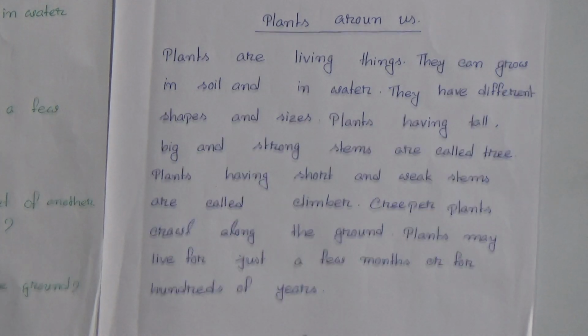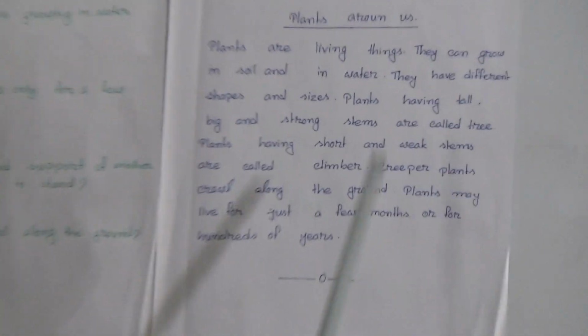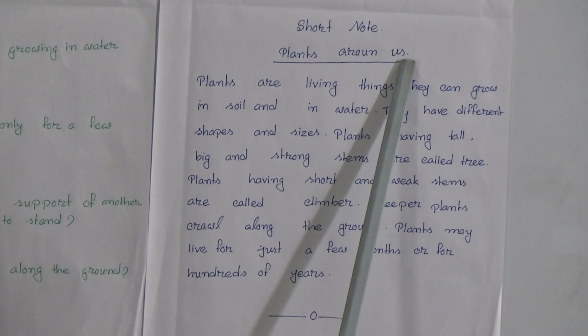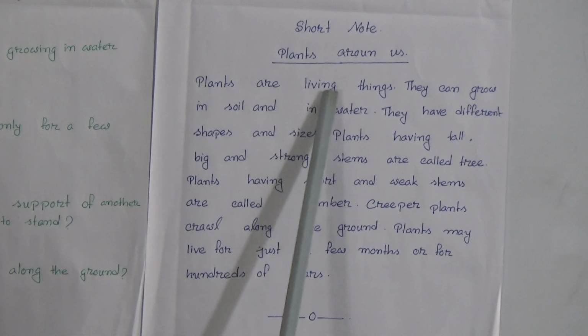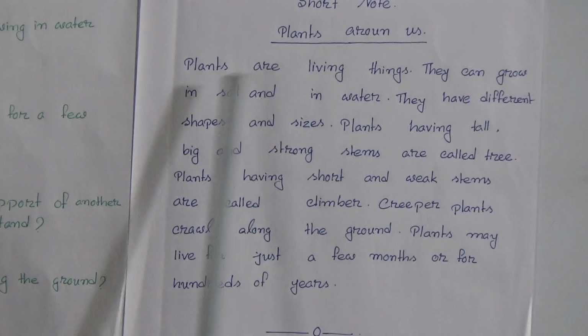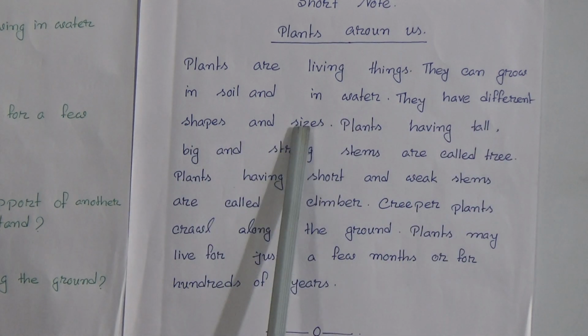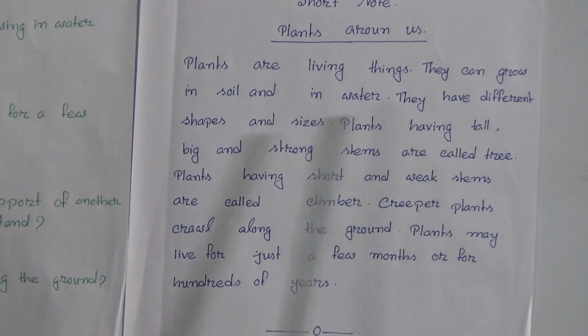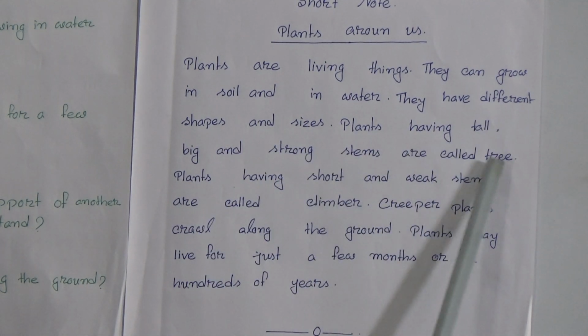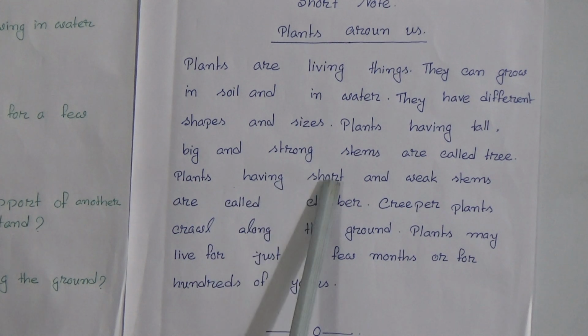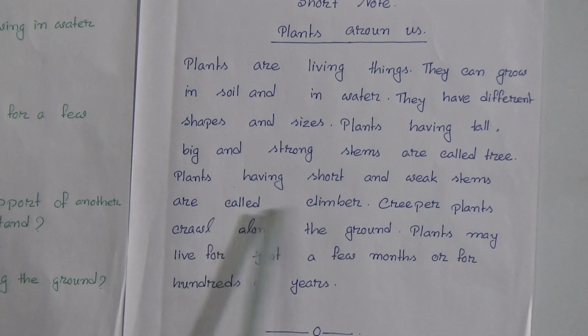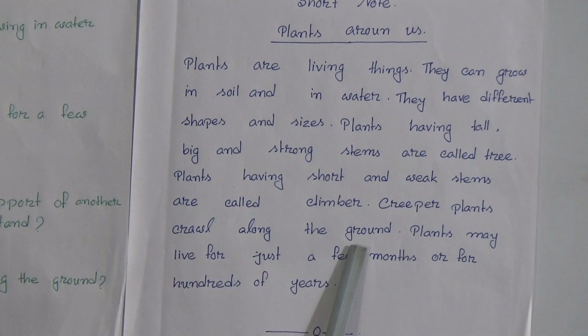My dear students, again I repeat the short note. Short note name: plants around us. Plants are living things. They can grow in soil and in water. They have different shapes and sizes. Plants having tall, big and strong stems are called tree. Plants having short and weak stems are called climber. Creeper plants crawl along the ground. Plants may live for just a few months or for hundreds of years.